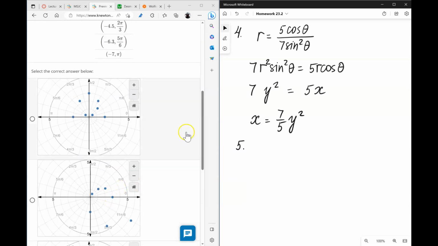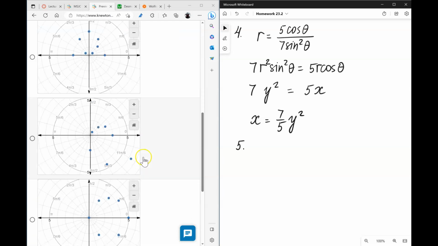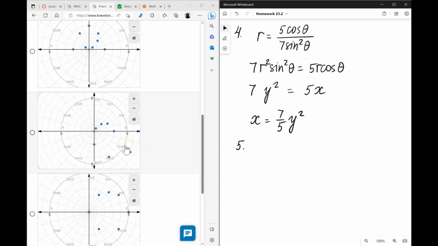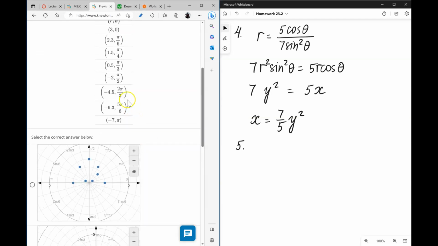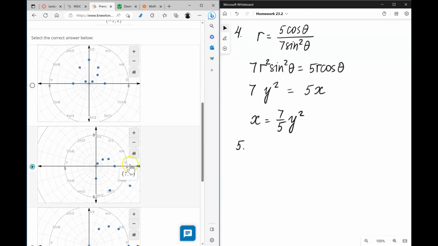So we have 3, 0. What else we have? At pi we have -7. So at pi we have -7. So that's this value right here. And then at pi over 2 we have -2. So this is our pi over 2, -2, so it's got to be this one.